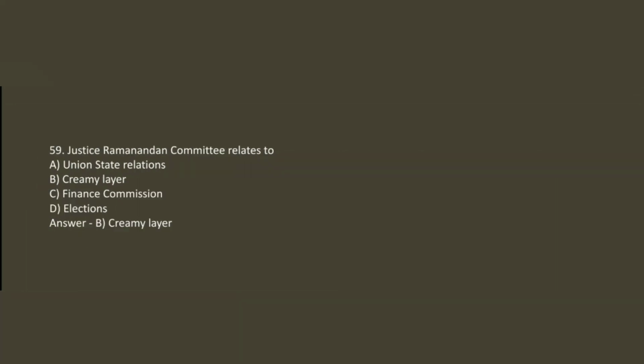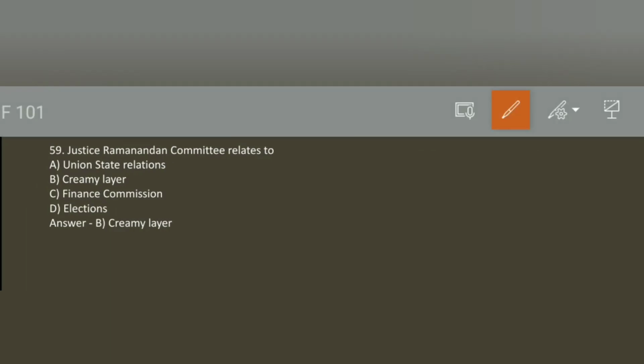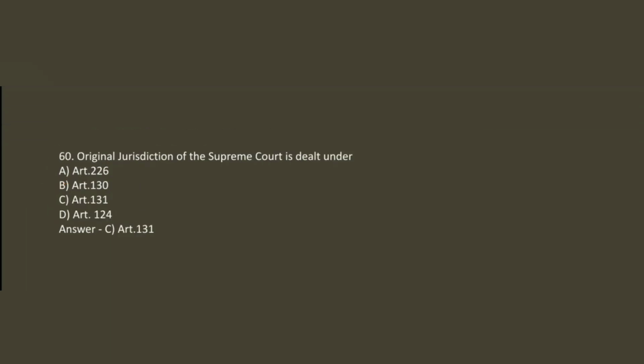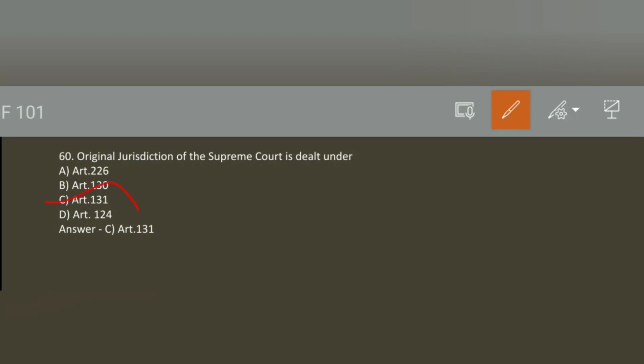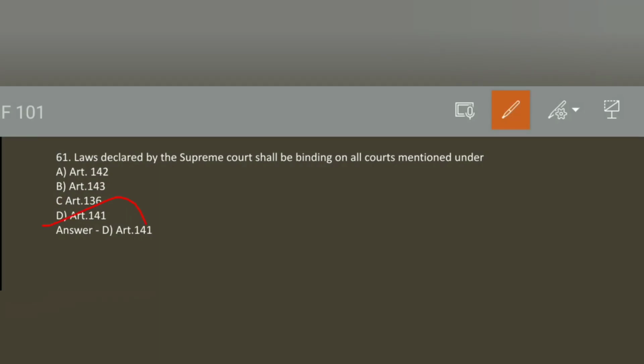Next question. Justice Ramanathan committee relates to? Correct answer option B, creamy layer. Next question. Original jurisdiction of the Supreme Court is dealt under? Correct answer option C, Article 131 of Constitution. 61. Law declared by the Supreme Court shall be binding on all courts, mentioned under? Correct answer option D, Article 141 of Constitution.